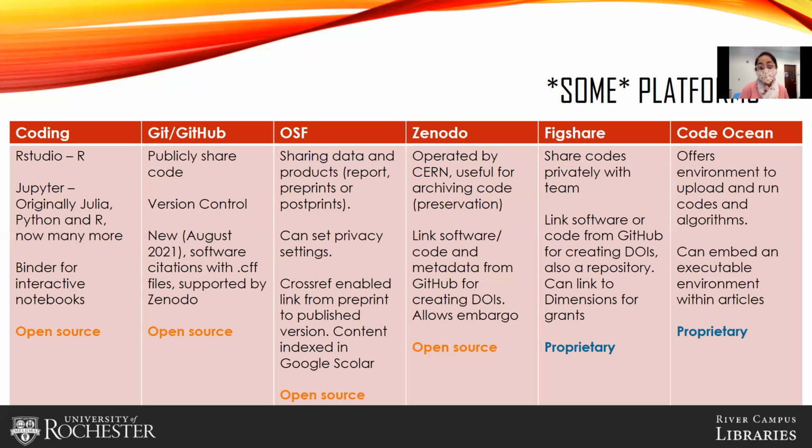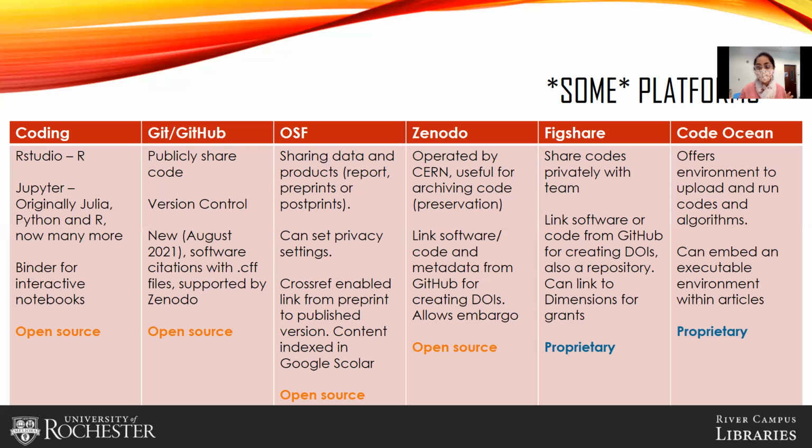It also allows you to set privacy settings. So if you initially just want to not share it with everyone, but have it in one place, and when you're okay with it, it's good to go for the public. You can make it visible. Also, with OSF, Crossref enables links from the preprint to the published version.